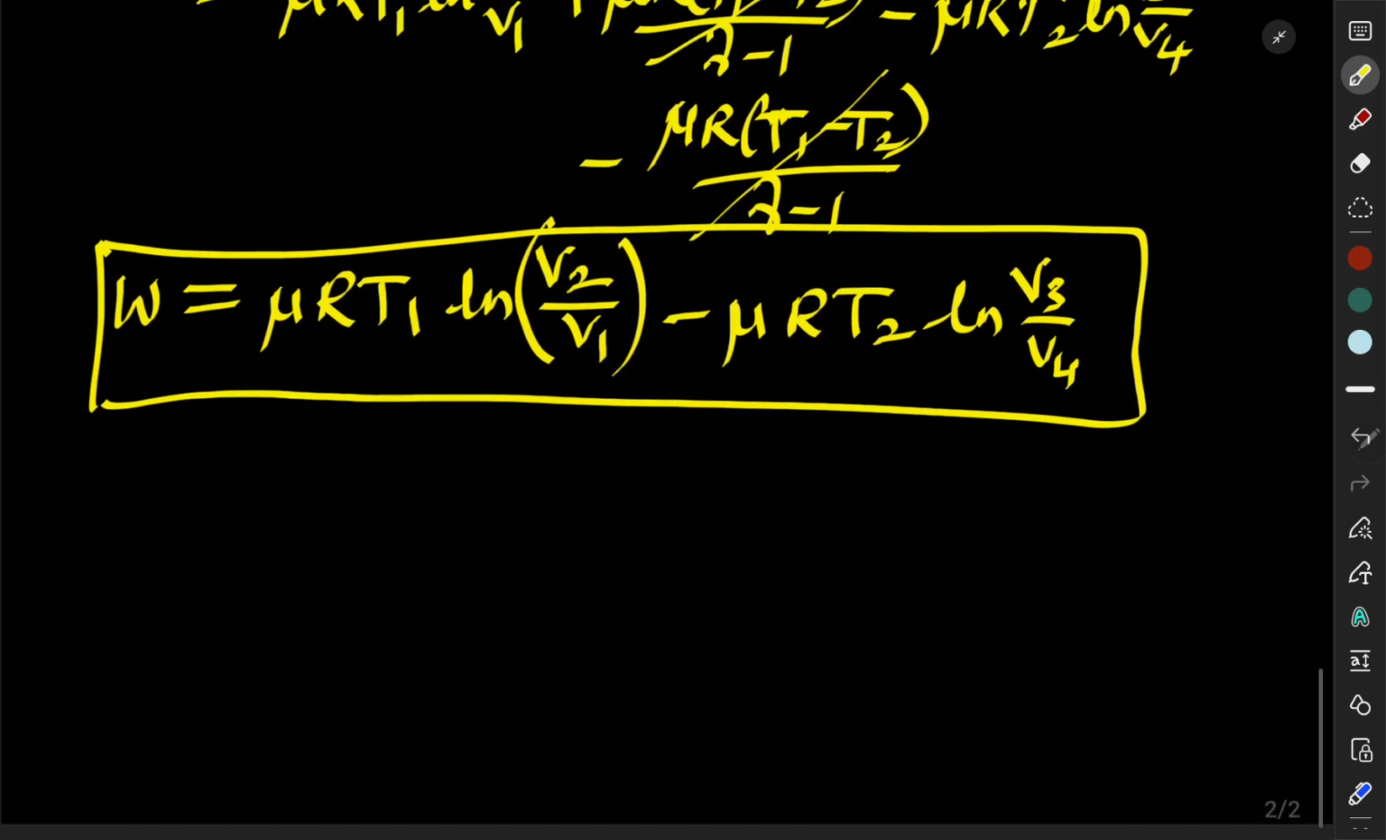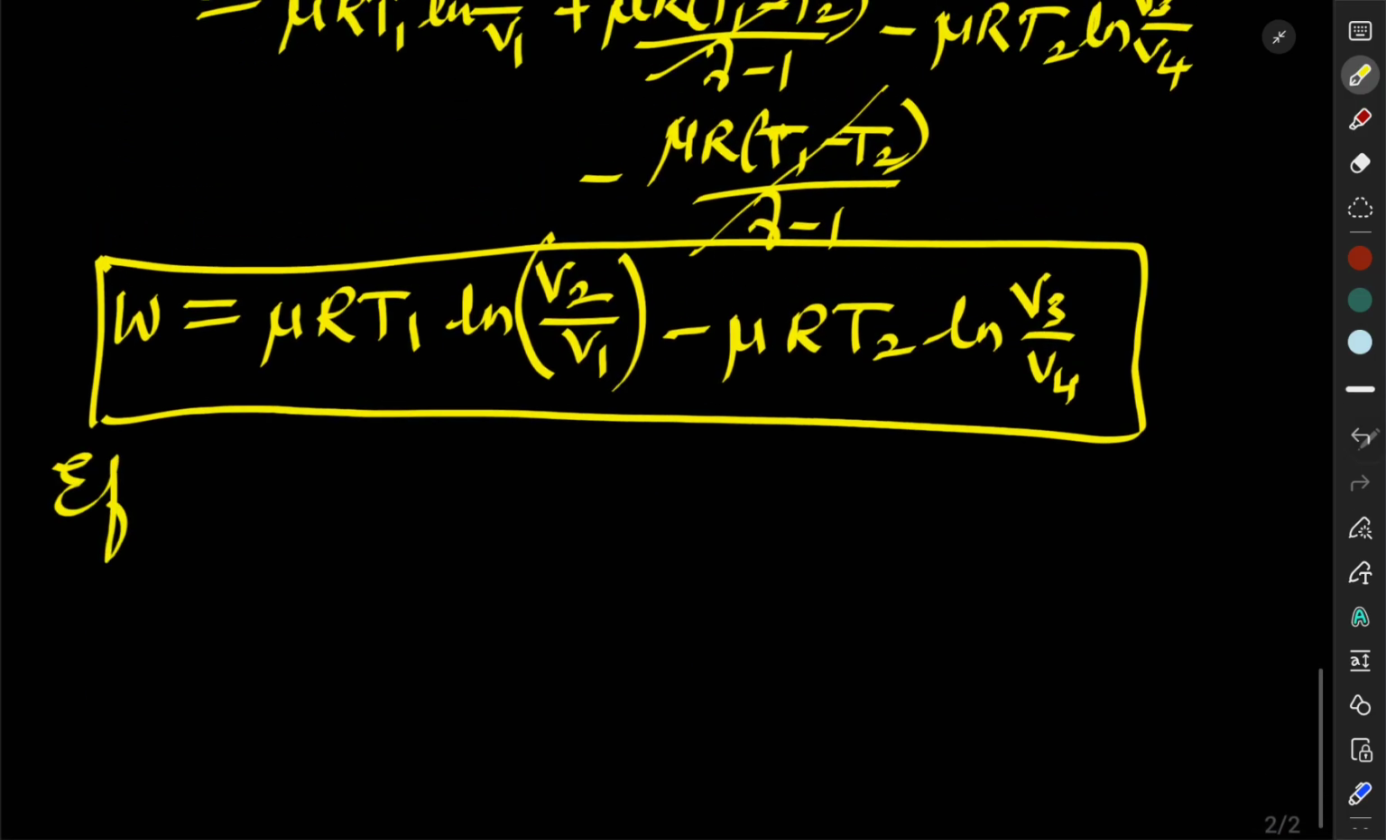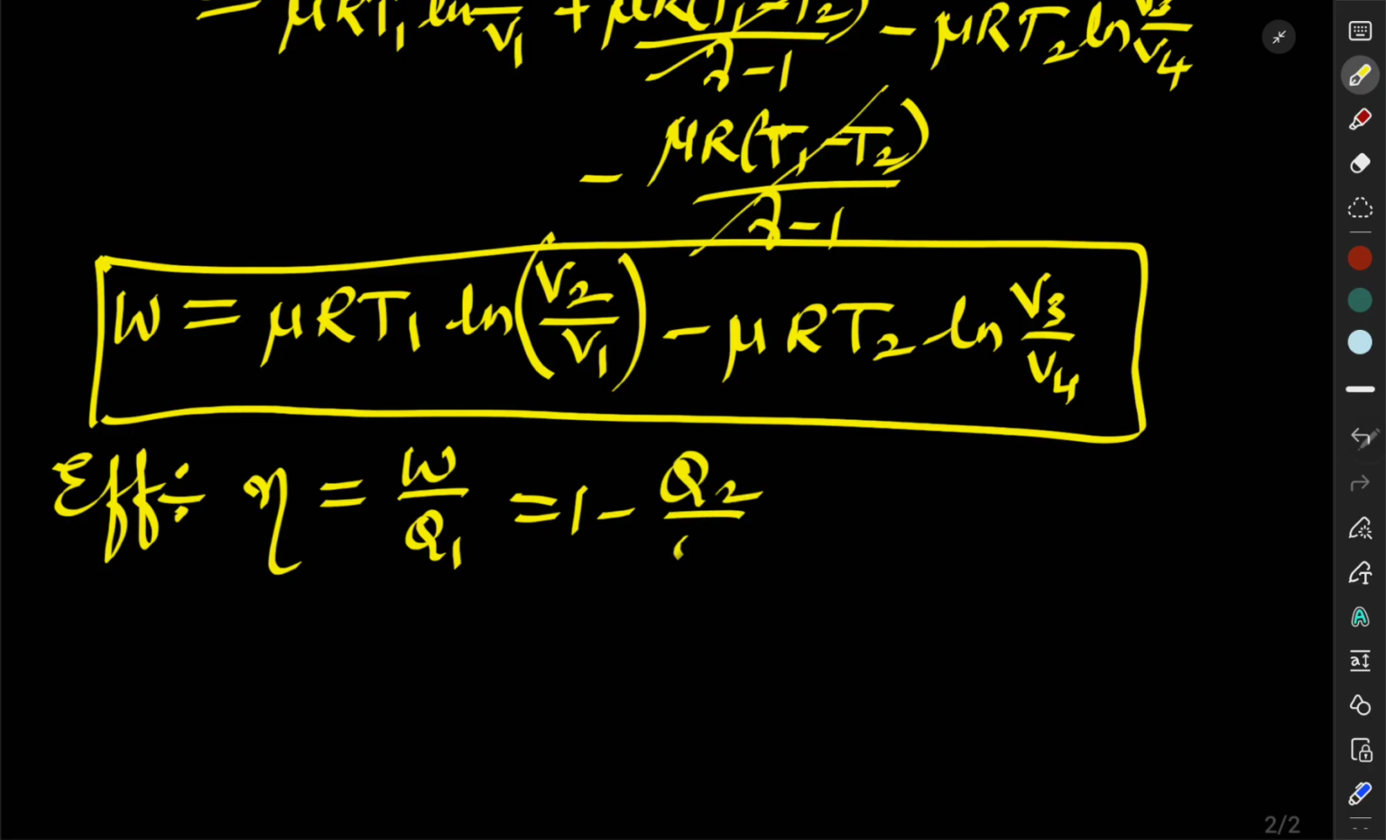Now let us see the efficiency of the Carnot engine. The formula, as we have discussed earlier, is eta equal to W by Q1, or 1 minus T2 by T1, or 1 minus Q2 by Q1. We can write that as well. So we know Q2 and Q1.